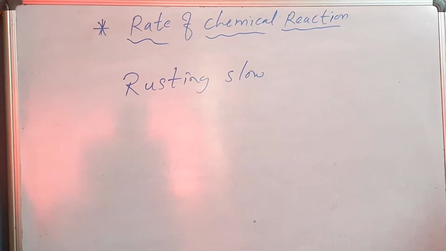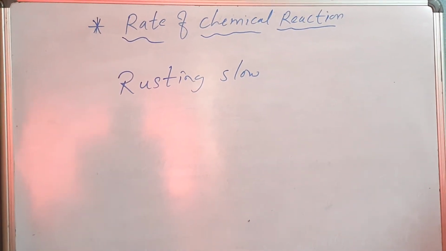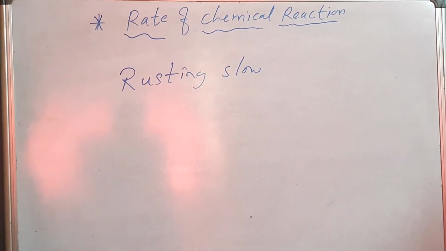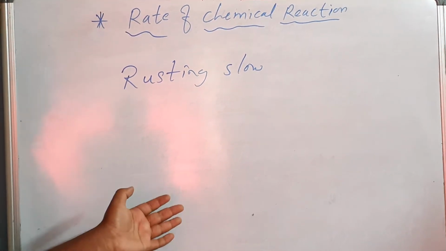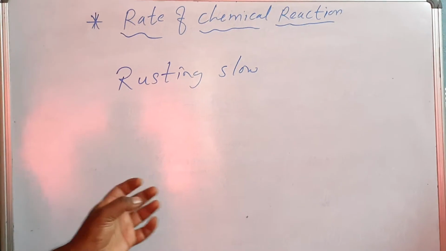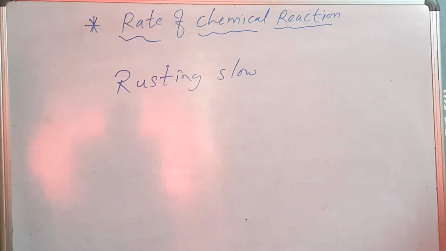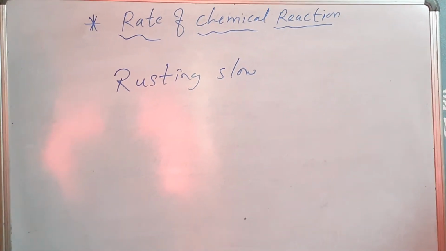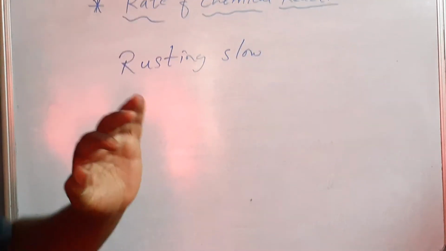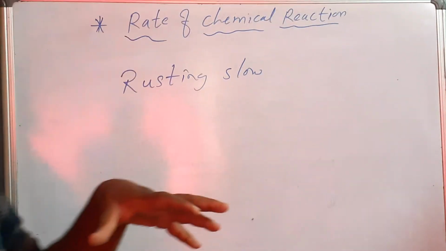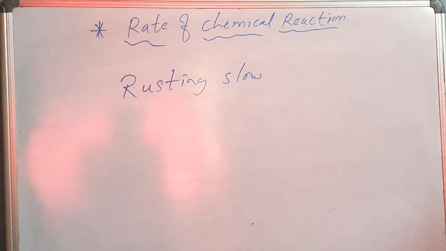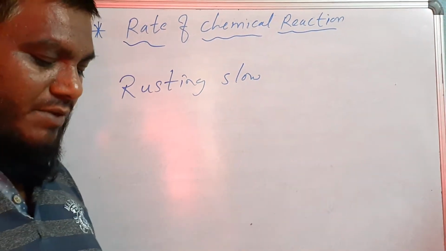Now, there are other examples. For a slow reaction, erosion of rocks takes place to form soil. It is a very long process. That's why we can say that the rate of this type of reaction is very slow or long. Now, a white precipitate is formed on adding dilute sulfuric acid to barium chloride solution. It is a fast process. So fast and slow are two different processes, and that is called the rate of chemical reaction.